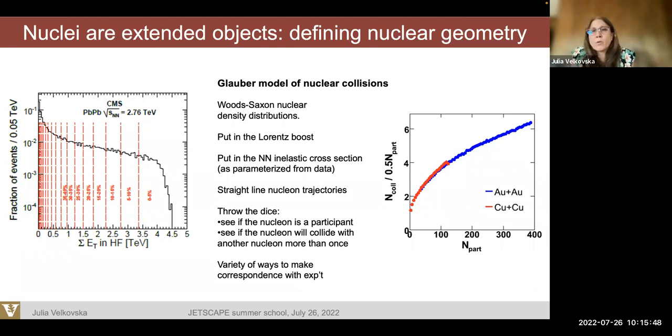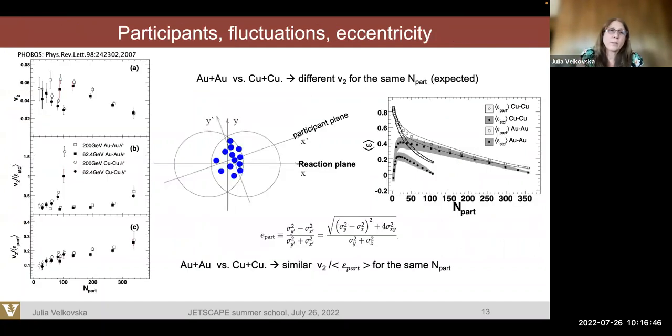Now, to define how many nucleons participated and how many times they collided, the standard description is in terms of a Glauber model, where you have a Woods-Saxon nuclear distribution, you put in the Lorentz boost, also information about the inelastic nucleon-nucleon cross section, and then you follow the nucleons on straight-line trajectories, you throw the dice, and you find out whether a nucleon participated or it didn't. And then there are a variety of ways to make correspondence with experimental observables. These two quantities, the number of participants and number of collisions, are important because in terms of understanding of our physics, the number of participants is the more relevant quantity for soft physics, and the number of collisions is for hard scattering physics.